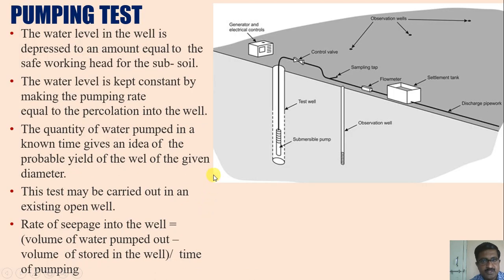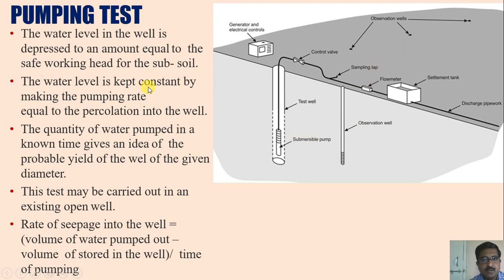So if you see the pumping test in the figure, you can find in the aquifer this open well is there. This is a pump which is provided, or it is called a test well, and this pump is connected with the controlling device, right? A sampling tap is also provided there, a flow meter is observed, and also a settlement tank is provided, followed by the discharge pipe network. Okay, some observation wells are also provided there.